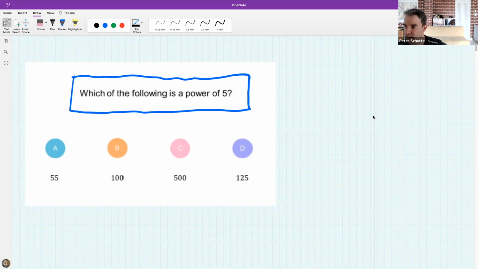Which of the following is a power of 5? All right. So I'm going to now release a poll to you, and I want you to put the answer that you think it is into this poll. So A, B, C, or D.